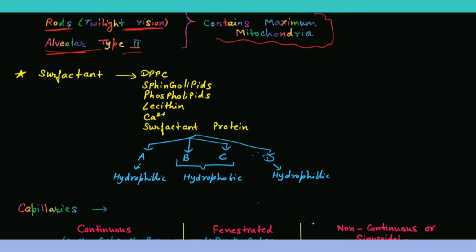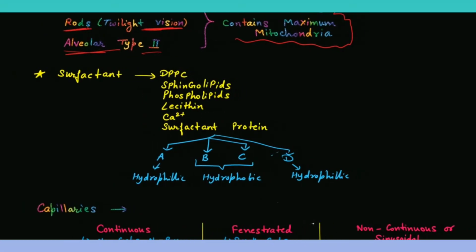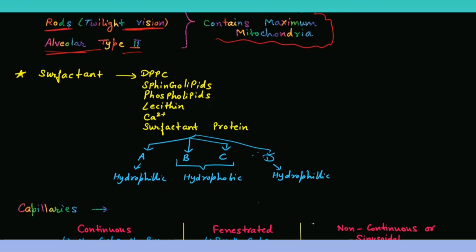Now the question is about the surfactant produced by the type 2 alveolar cells. What are its compositions? DPPC, dipalmitoyl phosphatidylcholine, sphingolipid, phospholipid, lecithin, calcium. You can remember it as a series: DPPC, sphingolipid, phospholipid, lecithin.